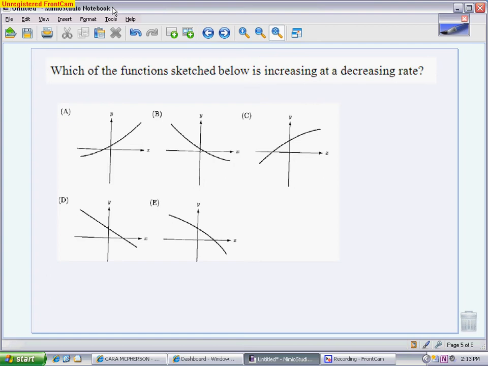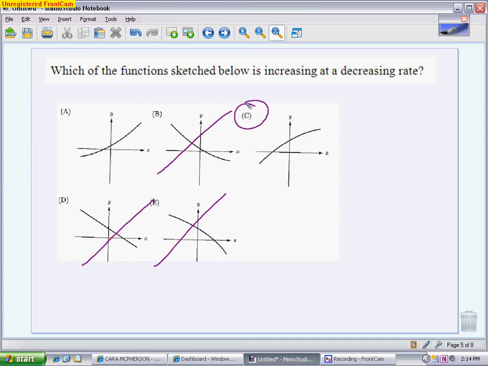It wants to know of the functions that are sketched, we were looking for one that is increasing at a decreasing rate. So the first thing I would do is just make sure you have increasing functions. So immediately I'm going to cross off B, D, and E because they're not increasing. Increasing at a decreasing rate means that your first derivative is positive, but your second derivative is negative. So you're actually looking for a function that is increasing and concave down, and that would be C.